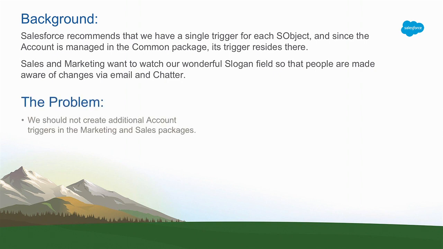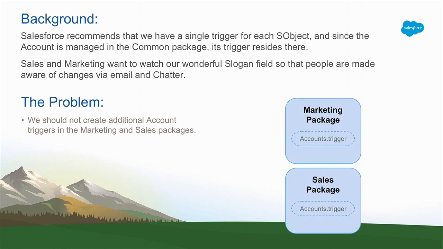And so we're looking to respond to specific events. The issue is, I might have a change that goes onto the account, but how do I tell the marketing package, the marketing logic, to go ahead and respond to it? How do I tell the sales logic to go ahead and respond to it? One thought would have been to add account triggers in all of the different packages that I want, but that would violate the original best practice recommendation of a single trigger.